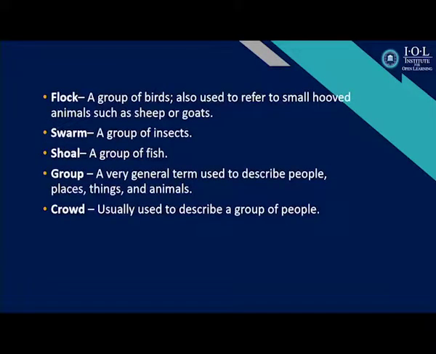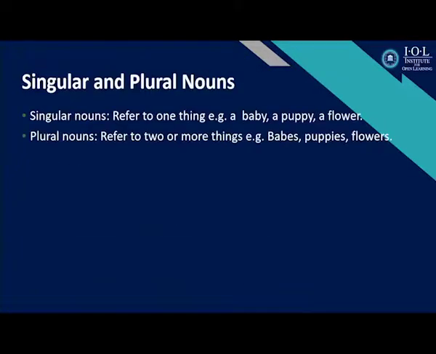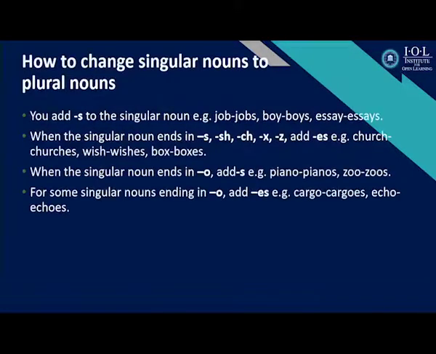So we have a flock of birds, a swarm of insects, a shoal of fish, a group of animals, a crowd of people. Some collective noun examples are given in the following sentences, such as our nation is great, the Indian Army is famous for bravery, our cricket team consists of famous players. And then we also have singular and plural nouns. Singular nouns refer to one thing, for example, a baby, a puppy, or a flower, while plural nouns refer to more than one thing such as babies, puppies, flowers, cars, and so on.